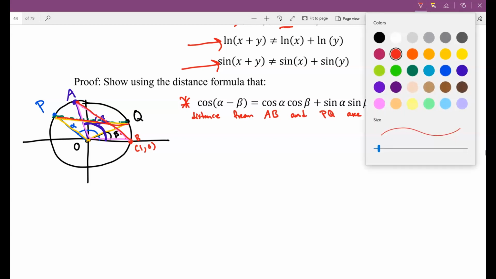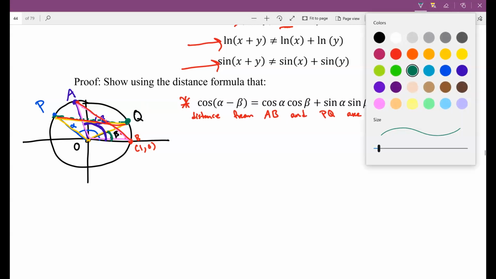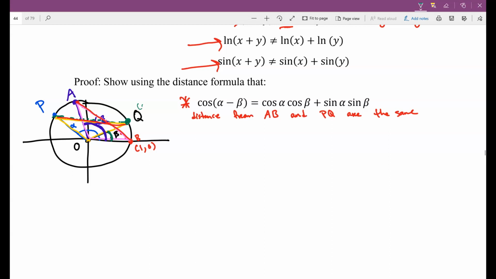In order to find the distances, we've got to label the points. If this point corresponds with this angle beta, and this is a unit circle, then this point should be cosine beta, sine beta. Let me make it a little thinner. So this one is going to be cosine beta, sine beta. This point right here, P, because the whole angle was alpha, is going to be cosine alpha, sine alpha.